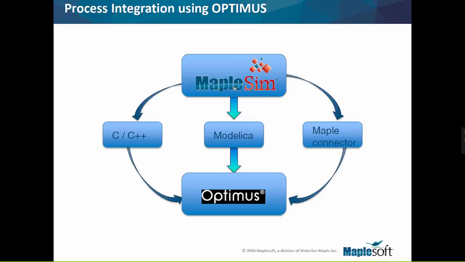The user can also implement the Modelica for the MapleSim model, which can then be run in Optimus as well. And the easiest way is to use a Maple connector plugin, which allows the user to read a Maple worksheet or MapleSim model and then simulate that in the Optimus environment, and apply a variety of optimizations and DOE processes for the MapleSim model.